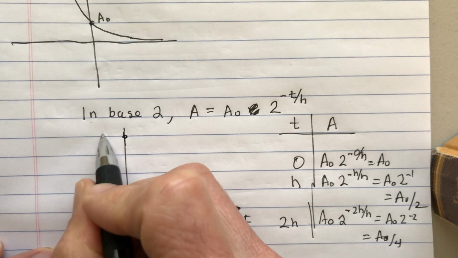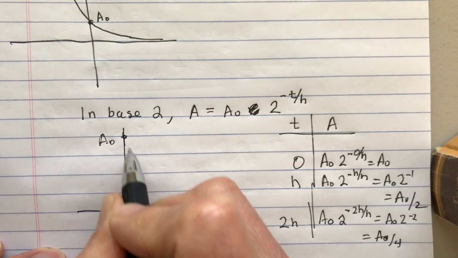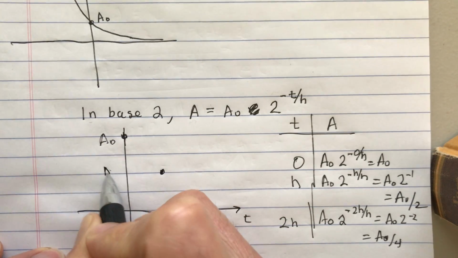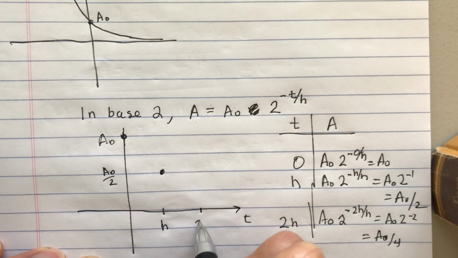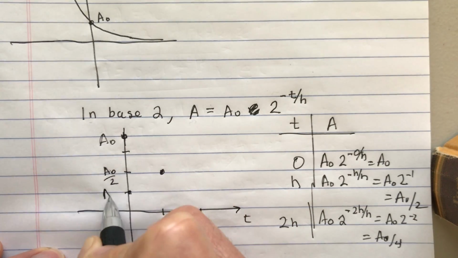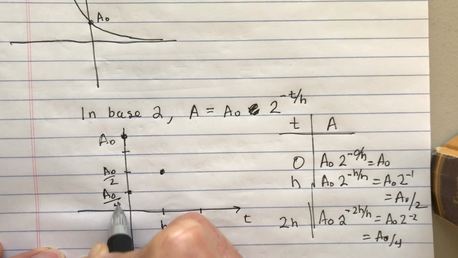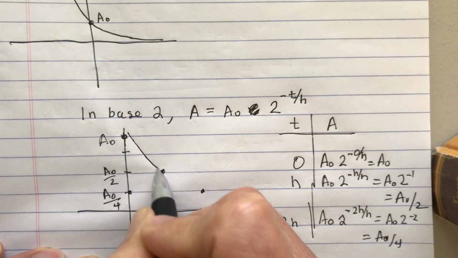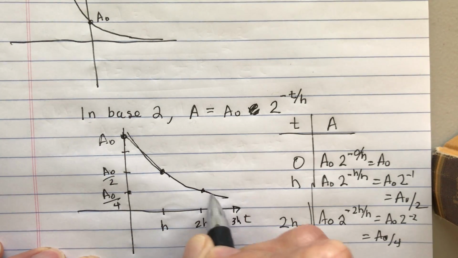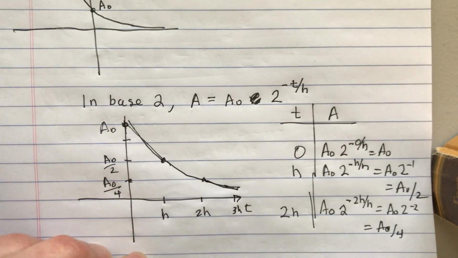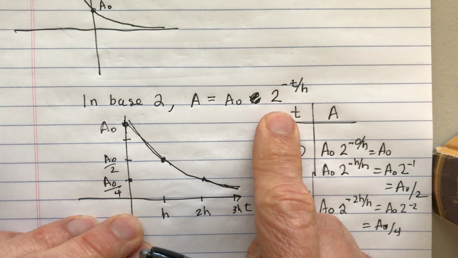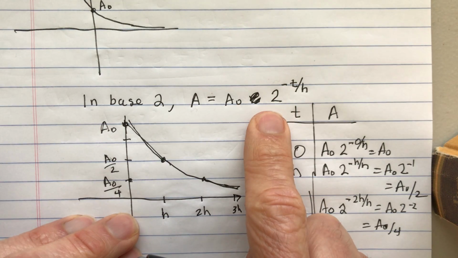So if you start off with A0 over here at time 0, and then at h, you're going to get half of that. And then at 2h, you're going to get a fourth of that. So it exponentially decays, and then if you have 3h, you're going to get 1/8, and so it just keeps getting smaller and smaller by multiplying by 1/2. So why not stick with this base 2? There's reasons in calculus we want base e.